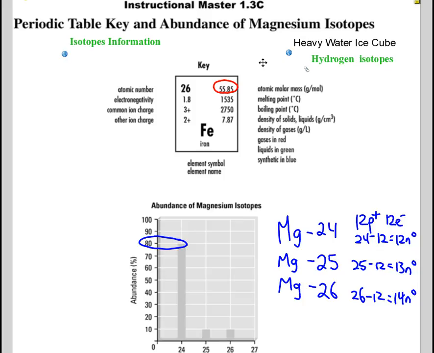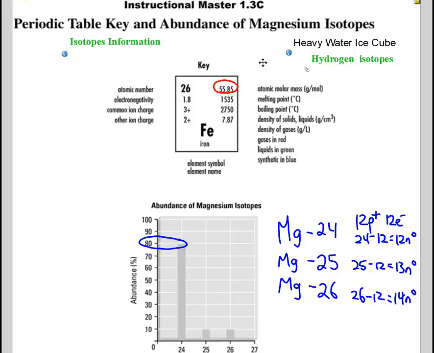Now, these are relative atomic masses, so they're relative to carbon 12. However, they're also averages. So when we look at, for example, iron, we're not saying that iron is 55.85 on a scale where carbon 12 is 12 exactly. We're saying that the average iron atom is 55.85 units.